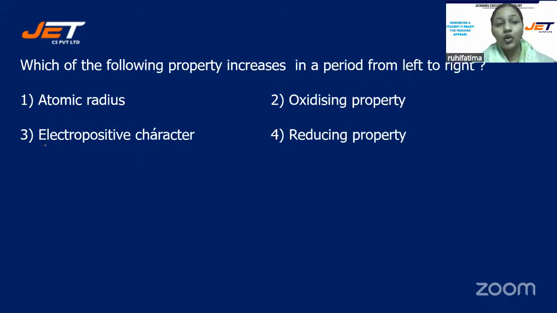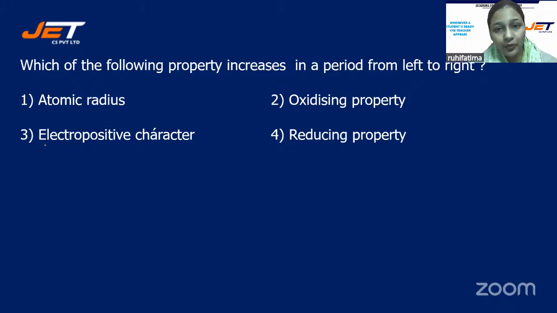Next question. Which of the following property increases in a period from left to right? Okay, and your options are number one, atomic radius, option number two, oxidizing property, option number three, electropositive character, or is it option number four, reducing property? Hurry up, students, your 20 seconds are running very fast. Well done. Keep answering like this, students. I'm so glad to see everyone is writing their answers very well.